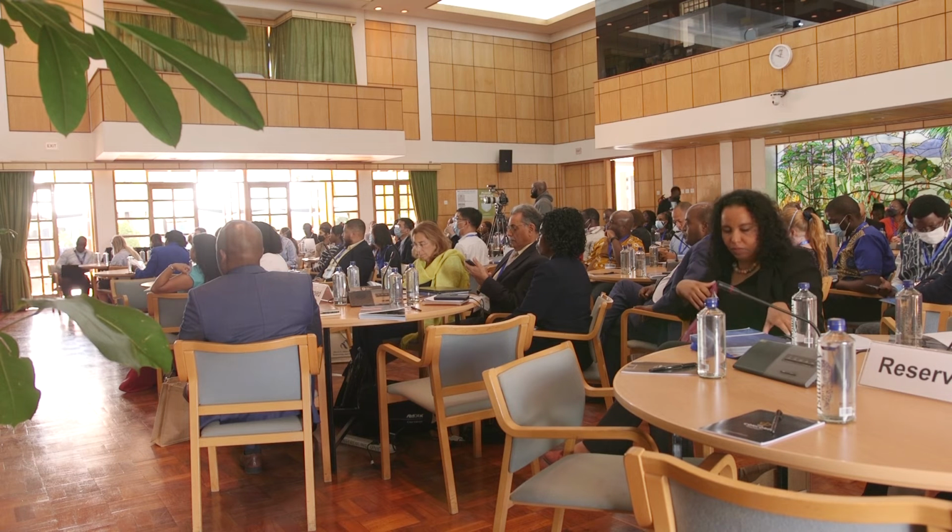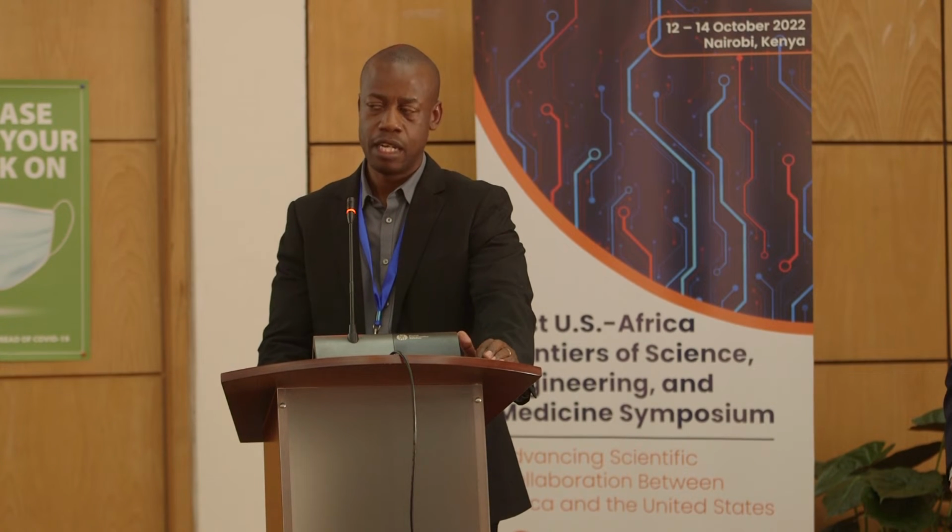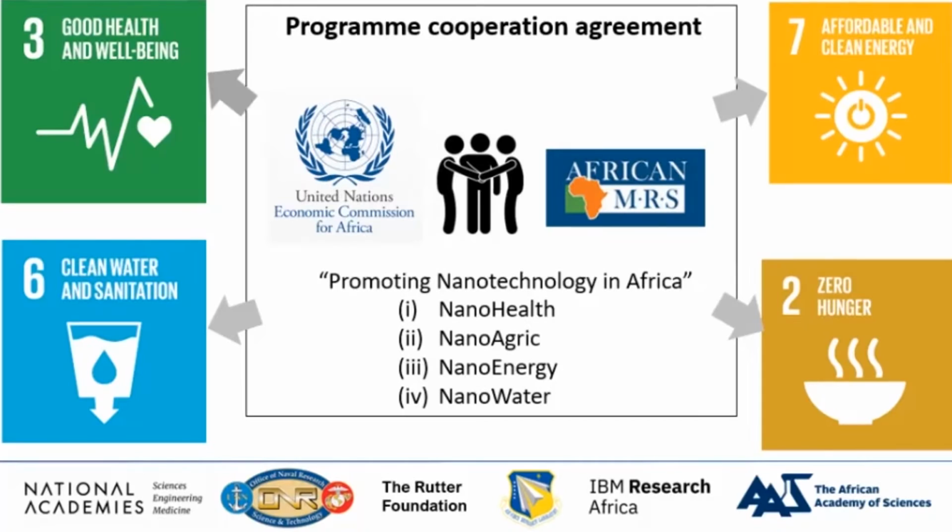Okay, so I'll just highlight the example that I mentioned, where we have a very good partnership that came up as a result of the African MRS and the United Nations Economic Commission for Africa. So what happened was that around 2020, towards the last quarter of 2020, the United Nations Economic Commission for Africa were interested in ways of promoting nanotechnology on the continent. So they were looking for a suitable partner. So they approached African MRS because I think they knew about the work that we've been doing. We were looking at how in different ways we can promote excellence in all aspects of materials research. So we went into a partnership.